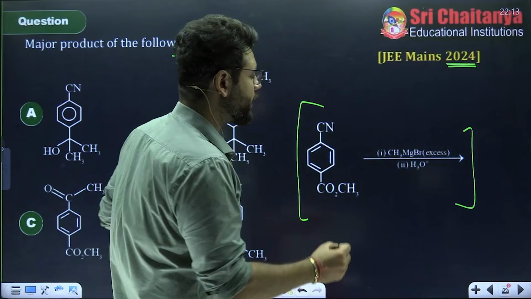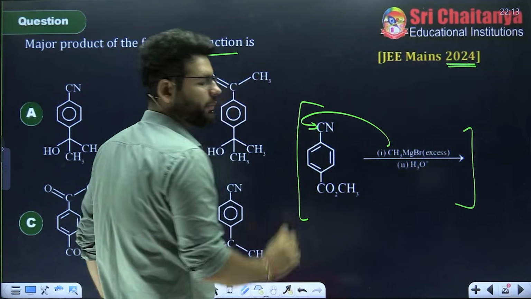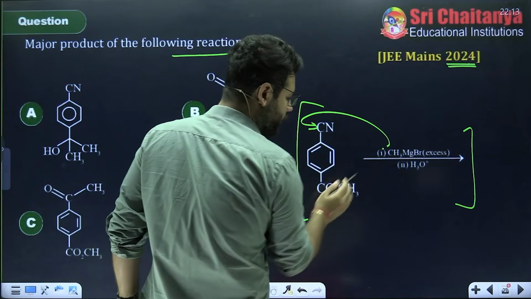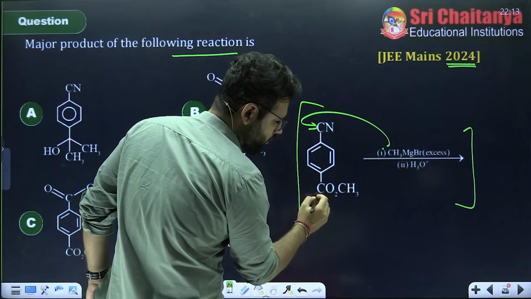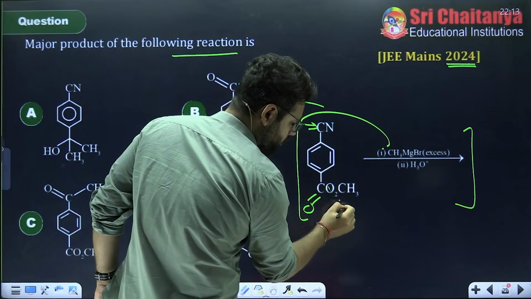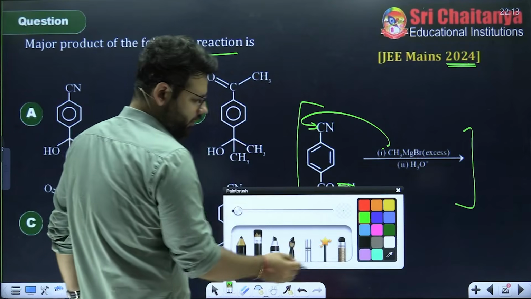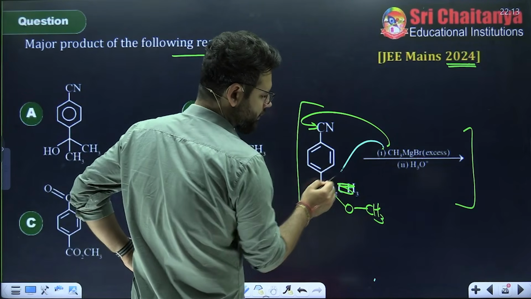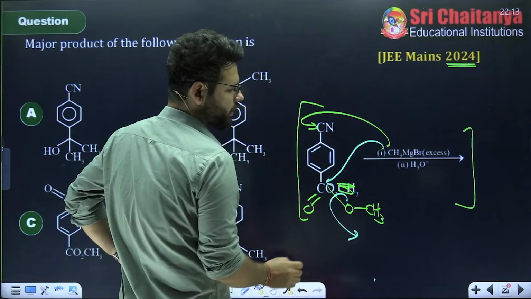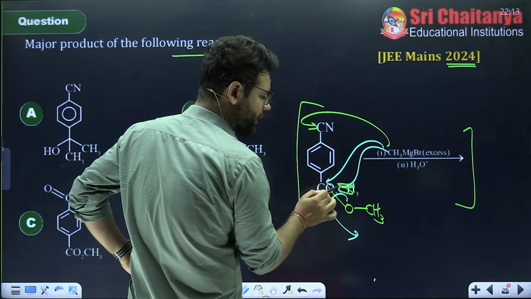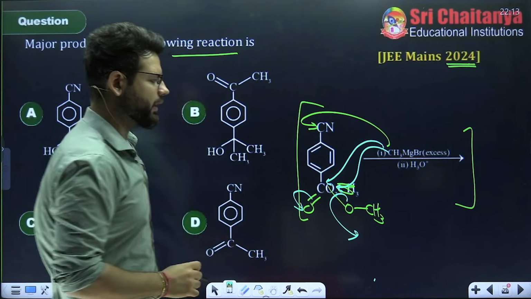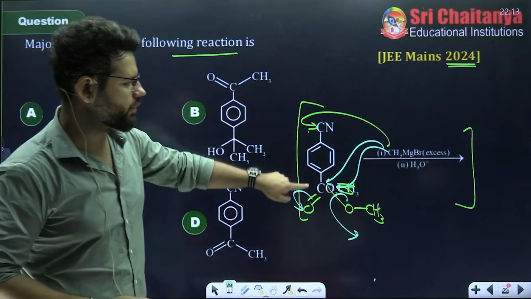When you attack Grignard on CN, only one time attack will happen. But when you attack it on an ester, C double bond O, OCH3, this is the compound they've taken, attack occurs two times. Grignard will attack the first time, OR will go out, and a ketone will form. Then it will attack a second time, and it will become a final alcohol. So one attack occurs here, two attacks occur here.